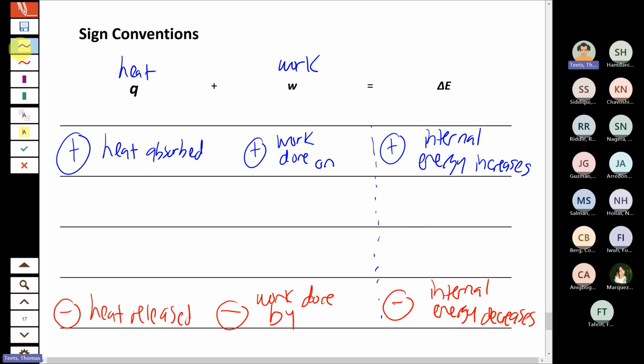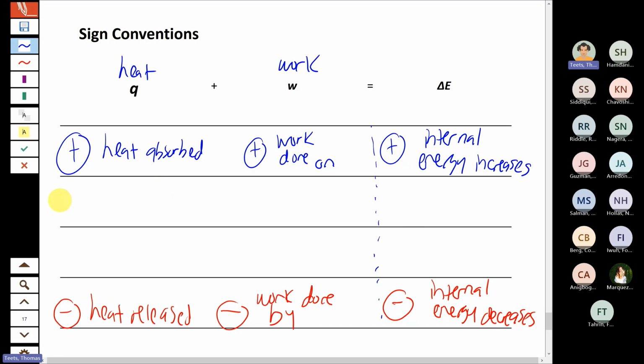But it's also possible to have a situation occurring where the signs of Q and W are different from each other. So there's no restriction that whenever there's energy transfer between system and surroundings, that both Q and W have to have the same sign. Sometimes they can be opposite in sign. And in that case, delta E will be positive or negative depending on which of those two is bigger in magnitude.